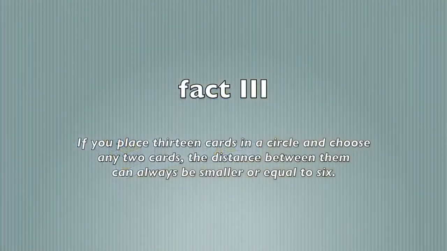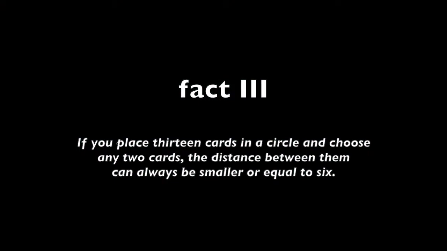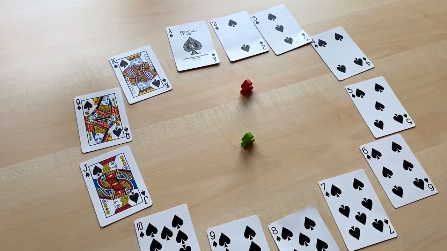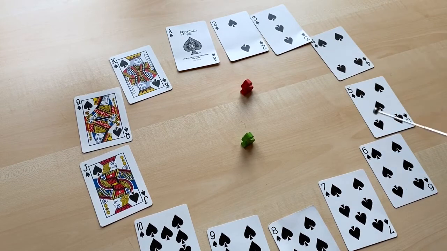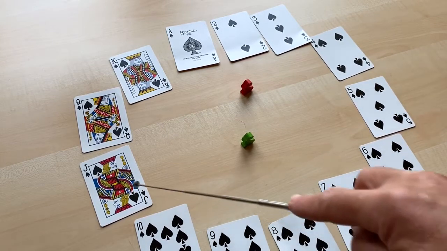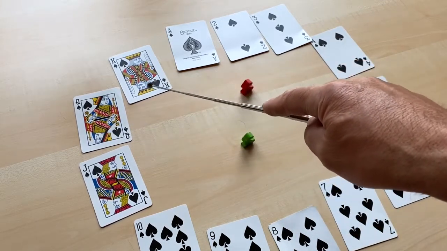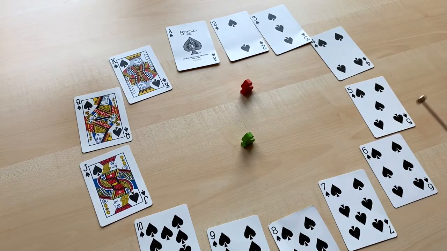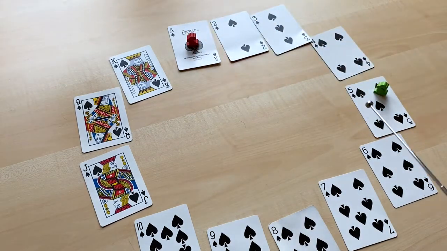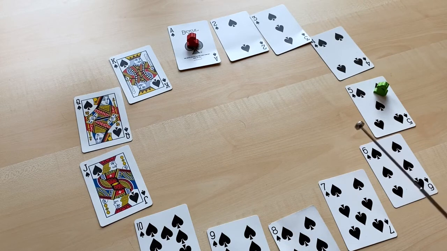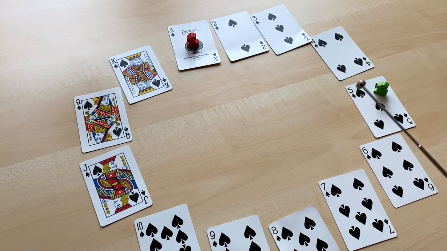If you place 13 cards in a circle and choose any two cards, the distance between them can always be smaller or equal than 6. So here you can see the 13 cards. 1, 2, 3, 4, 5, 6, 7, 8, 9, 10, 11, 12, 13. So if I choose any two numbers from 1 to 13, maybe 5 and 1, then I can choose the distance between the numbers so that it is always less than or equal to 6.